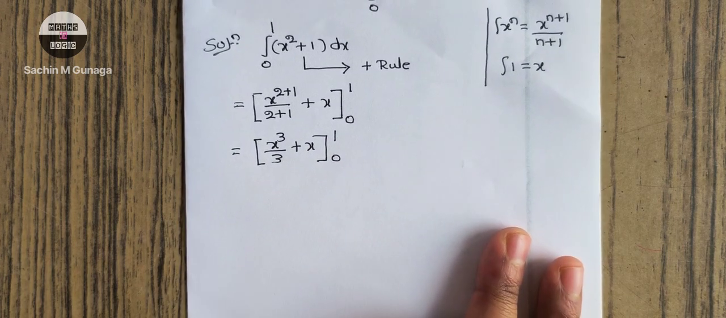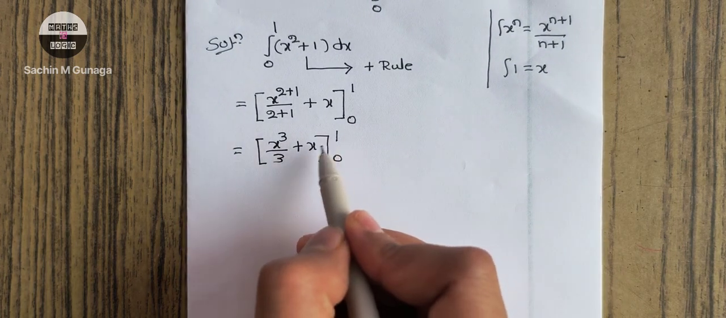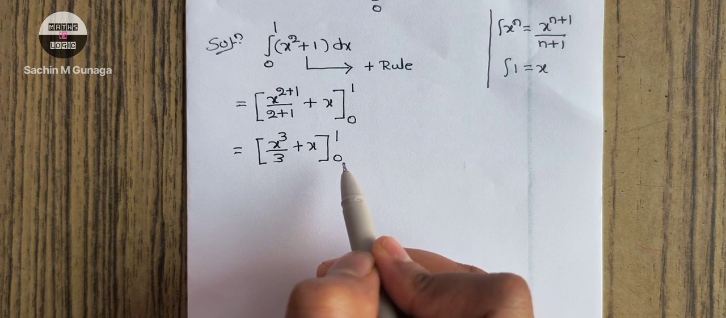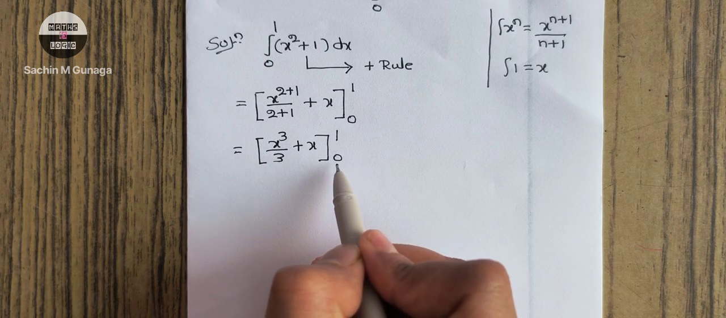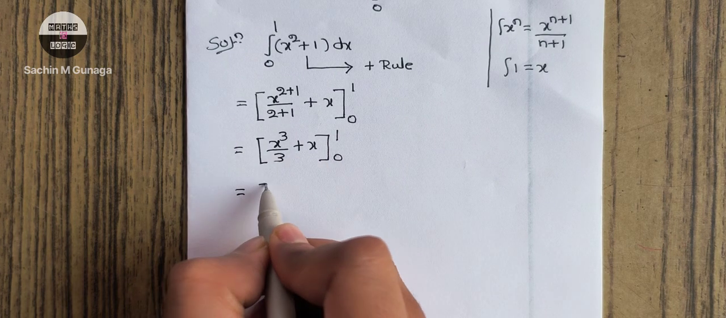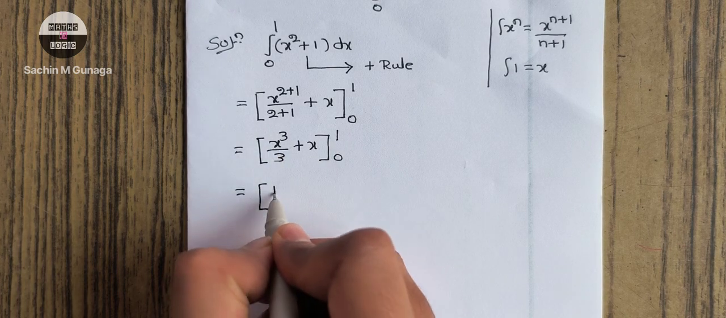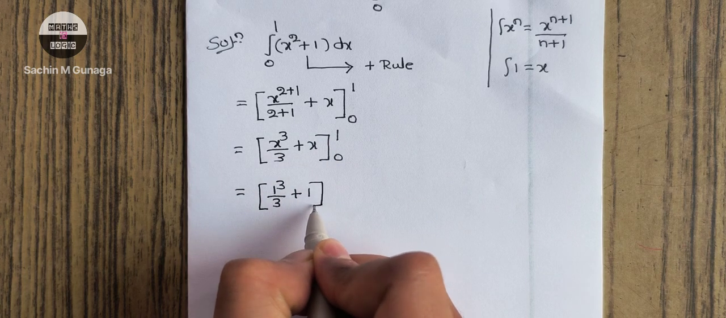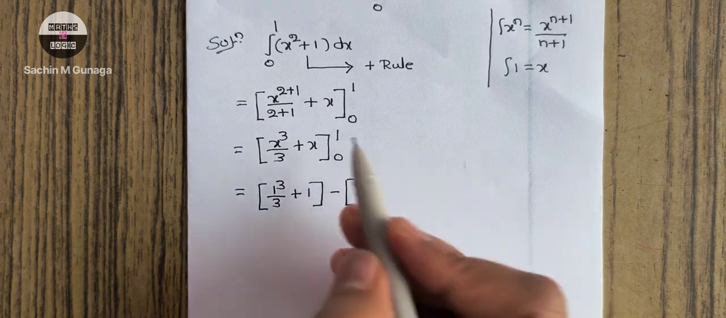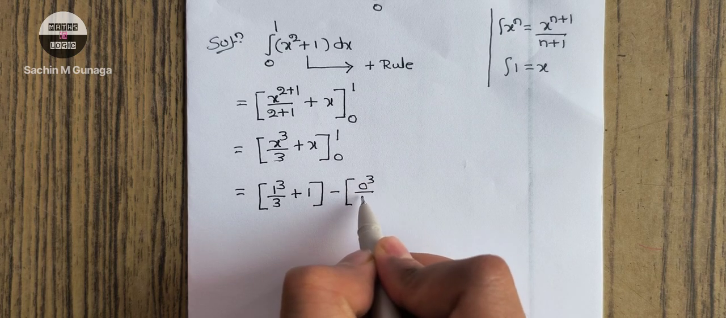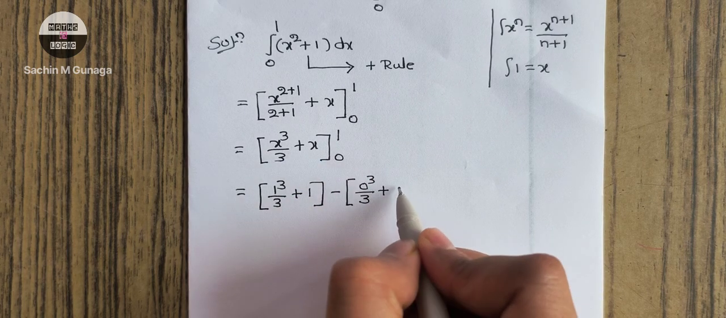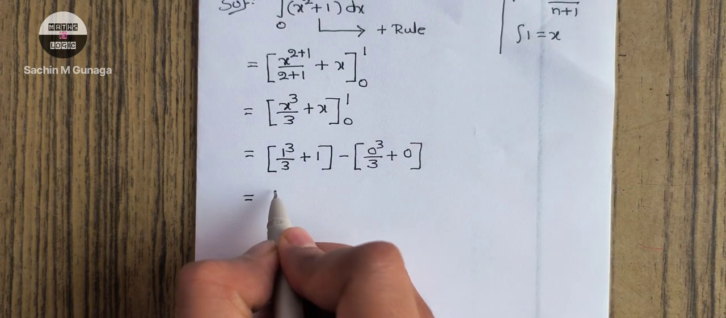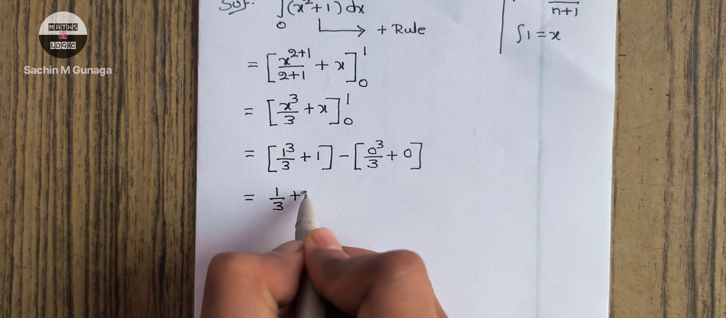After doing the integration, next procedure is, in place of x, first we need to substitute upper limit, middle minus sign, then in place of x we need to substitute the lower limit. Upper limit is 1. So here 1 cube divided by 3 plus again x, that is 1, upper limit, middle minus sign. Next lower limit 0 to the power 3 divided by 3 plus again x means lower limit, that is 0. So which is equals to 1 to the power 3 means 1 divided by 3 plus 1.